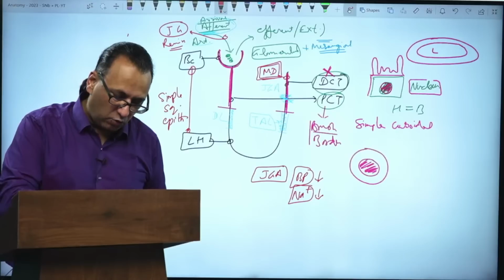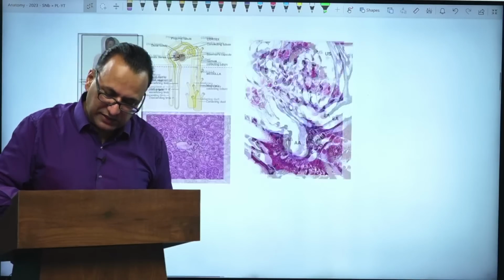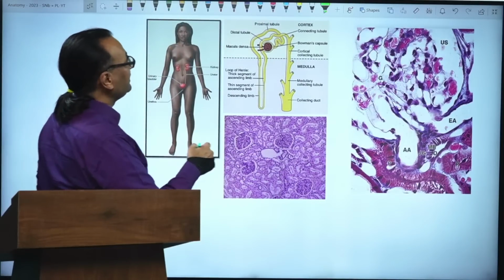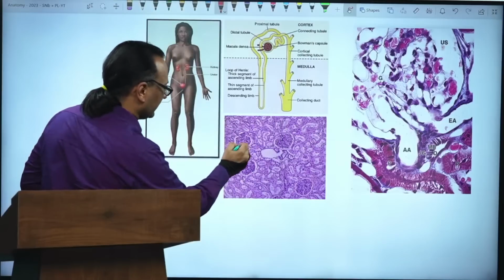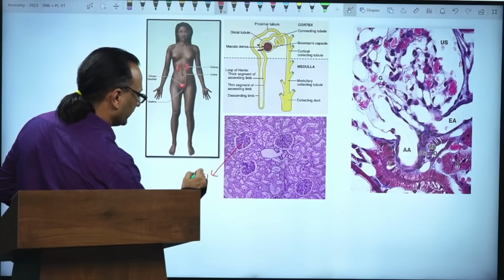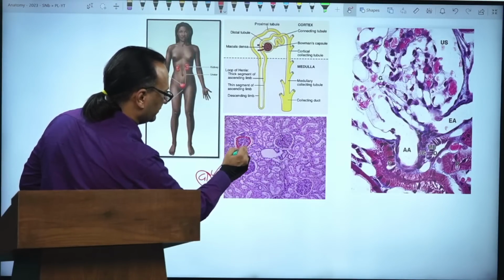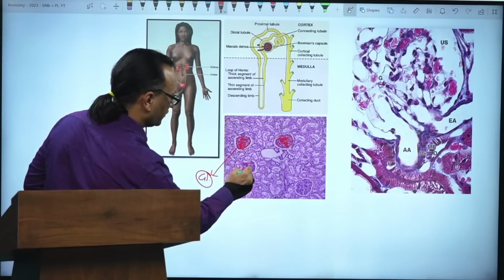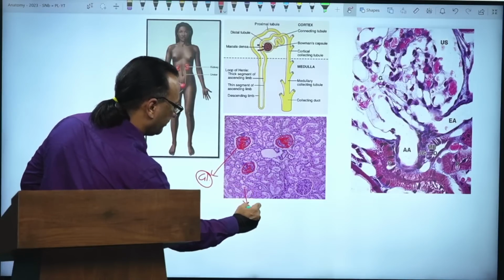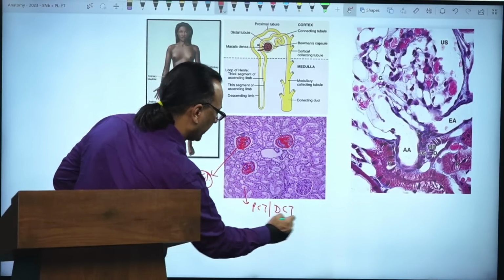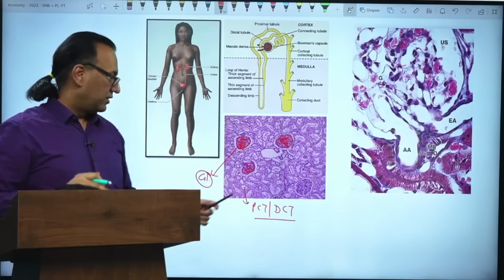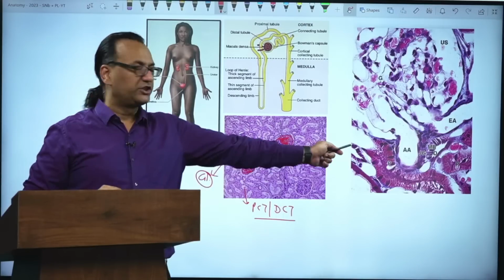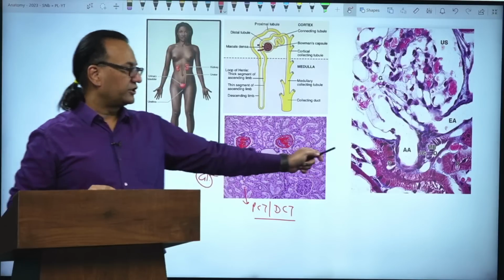But eventually, what we want to know is, if this is the diagram you are getting, what are the components? See, first of all, in this diagram, you can see this is the glomerulus. This area, a bunch of capillaries, is the glomerulus. And what are these? They are the PCT and DCT, proximal convoluted tubule and distal convoluted tubule, surrounding the glomerulus. And then you can have a magnified picture of the juxtaglomerular apparatus here.